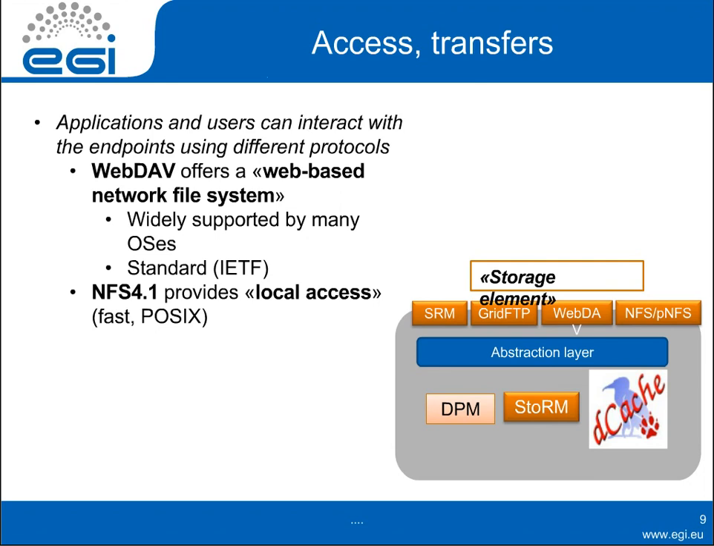NFS 4.1 is another possibility that provides local access, in the sense that it's a fast, POSIX-compliant way of accessing the storage resources. You can see that these protocols, these interfaces, or these plugins work on top of this abstraction layer, on top of the storage management solution that you have chosen for a particular site.